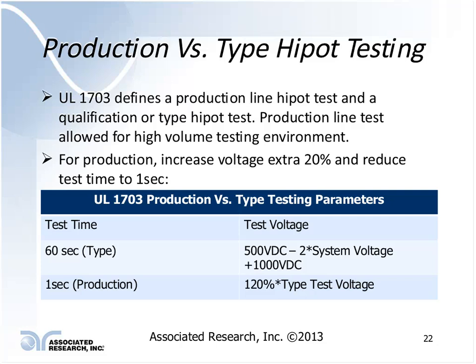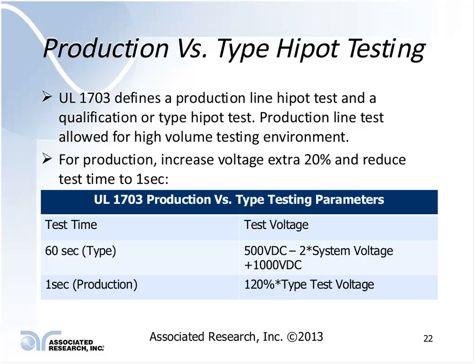What they allow you to do, because they understand that in a production environment, 60 seconds can be a long time, especially if you have hundreds to thousands of modules going out in a given day. You don't have a minute to do each one. So they allow you to reduce the test time to 1 second, but you have to increase the 60-second test voltage by an extra 20%.